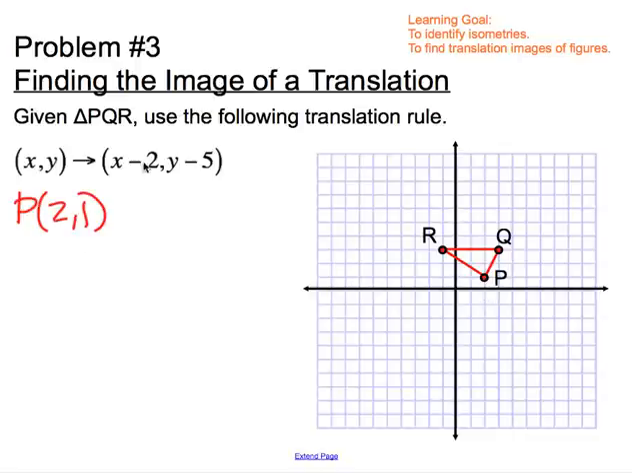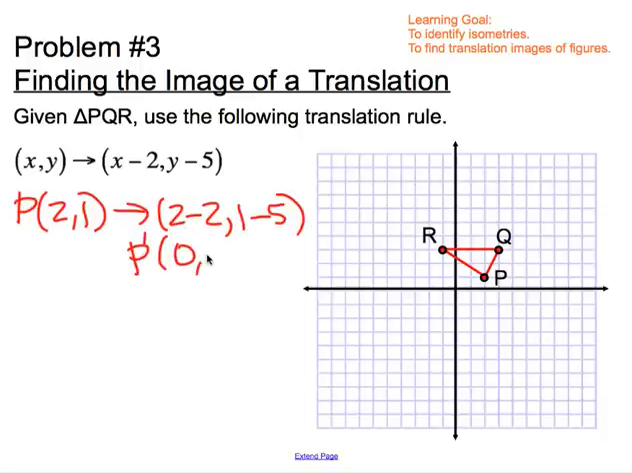So after it's been translated, we should find that this goes to 2 minus 2 from the translation rule, and 1 minus 5 also from the translation rule. So we get that P prime is going to be located at 2 minus 2, which is 0, and 1 minus 5, which is negative 4. So if we go to 0 and then go down to negative 4, we'll see that this is P prime.